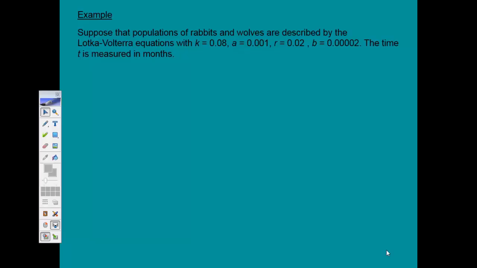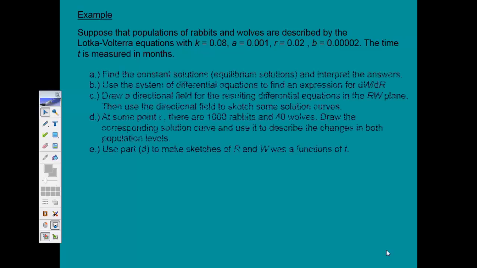Let's look at an example. Suppose that the populations of rabbits and wolves are described by the Lotka-Volterra equations. So we're given our parameters, our k, a, r, and b, and the time is measured in months. So we need to find the following. First, it says find the constant values, the equilibrium solutions, and interpret the answers.